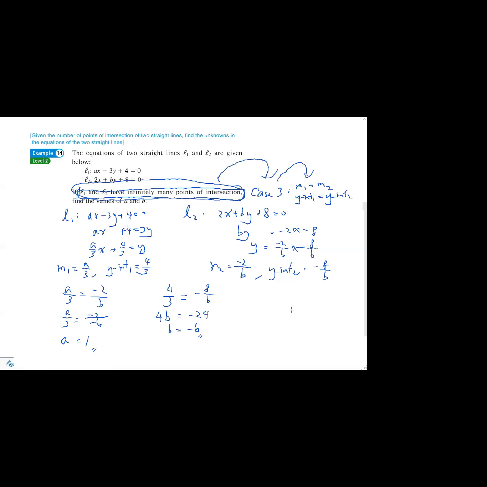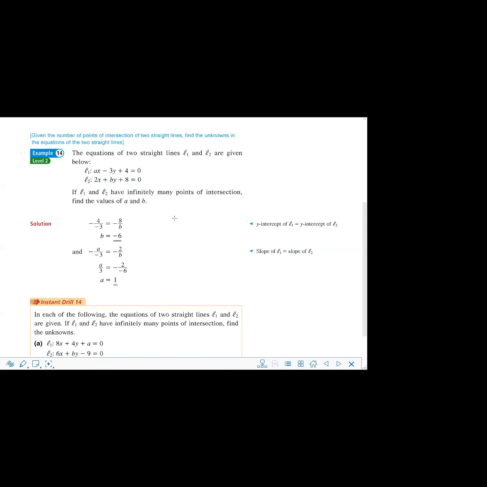Case 3 means slopes are equal, y-intercepts are also equal. At the same time, this gives us two equations. Slope equal gives equation 1, y-intercept equal can set up equation 2. So we have 2 equations such that we can find 2 unknowns. That is like this. If there are questions, let us try to do instant drill number 14 now. I give you 4 minutes to do this instant drill number 14.